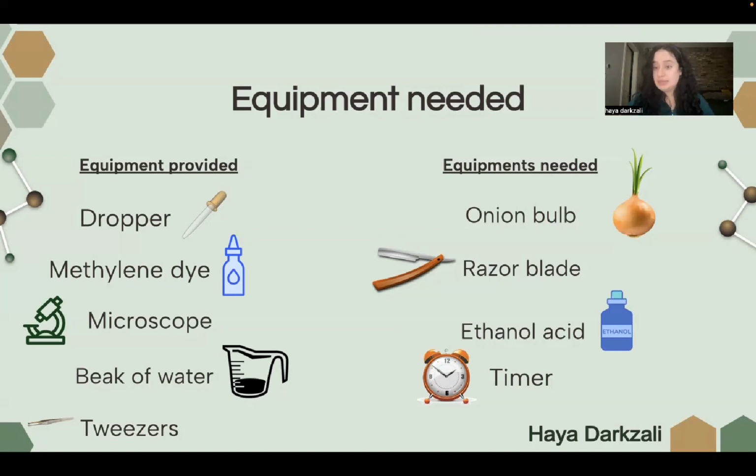Now, what is going to be needed, and we'll ask the department to obtain, is an onion with an onion bulb, a razor blade for cutting the onion, ethanol acid, just in case the department does not have much of it, and a timer. Now, a timer is something students can easily access. You can be using it through your phone, or through the clock in the class, but that is not something we're heavily worried about for this project.